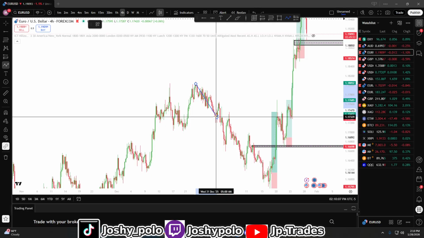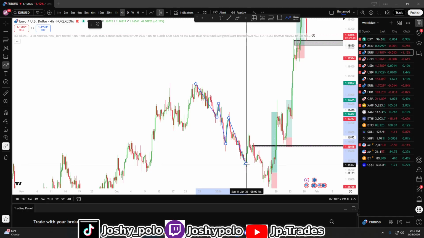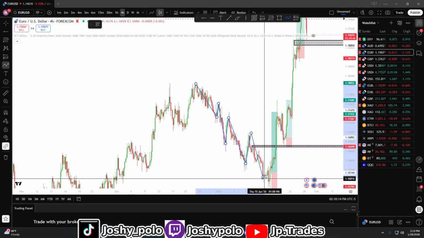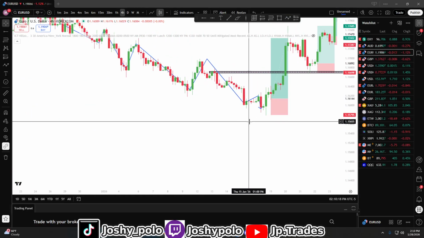We ended up going lower, and then we made a lower high, pushed even lower, lower high, pushed even lower, and then we made a lower high. We pushed a little lower, as you can see here.